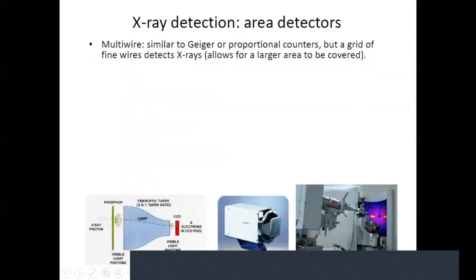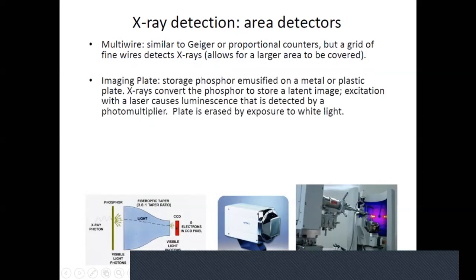Now, what we use today are area detectors, and there are many different types of area detectors, but typically you have a surface, which is kind of an area, a screen where the X-rays hit. And this allows for a larger area to be covered when the X-rays are diffracted from it. And so what these area detectors have is what's called an imaging plate where the X-rays strike the plate.